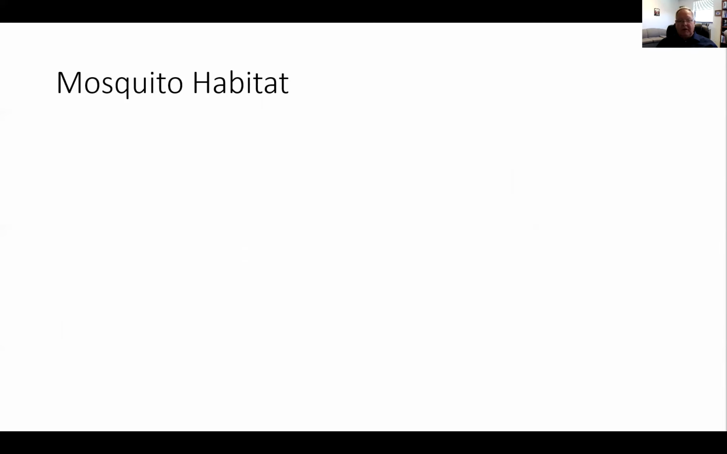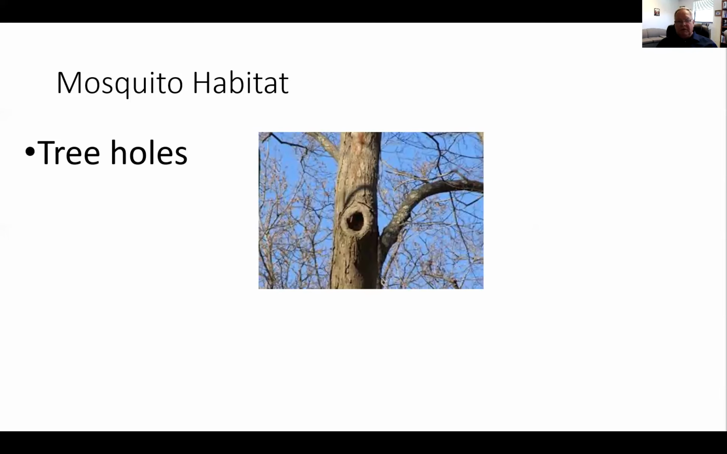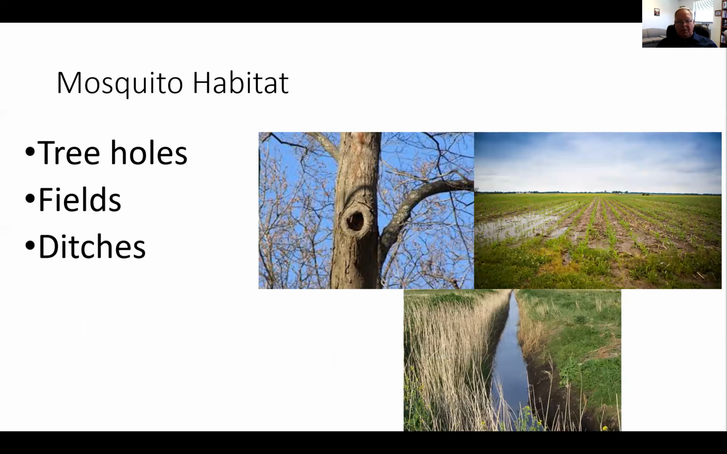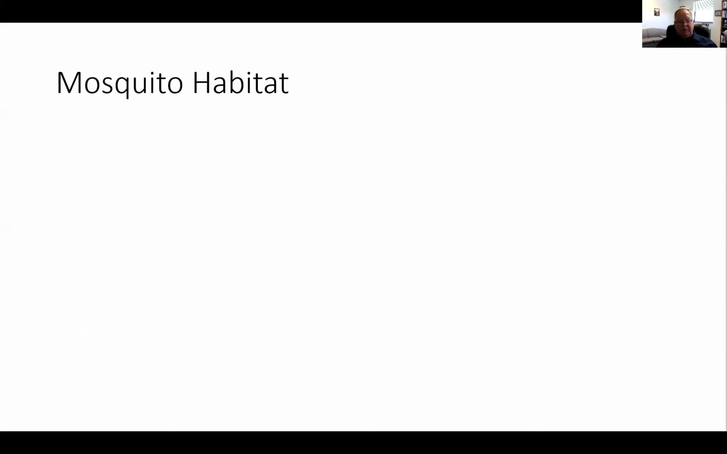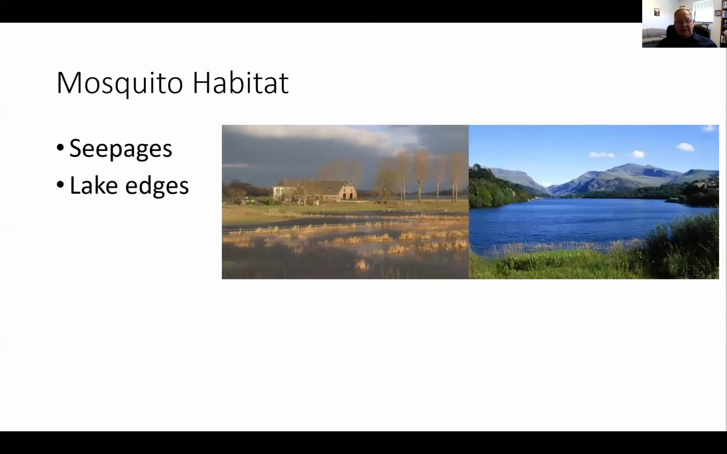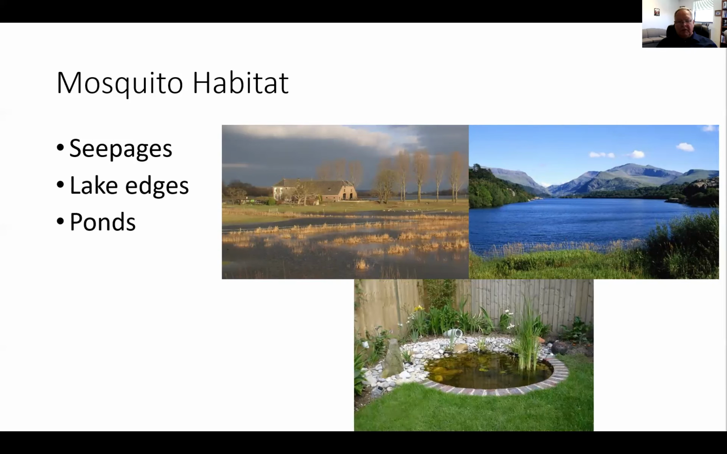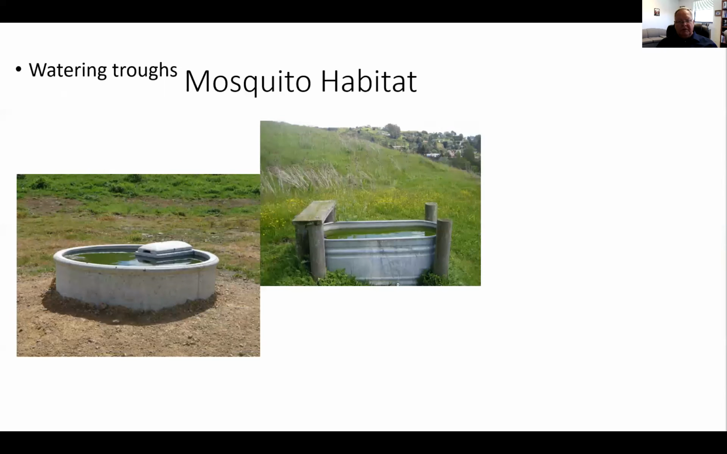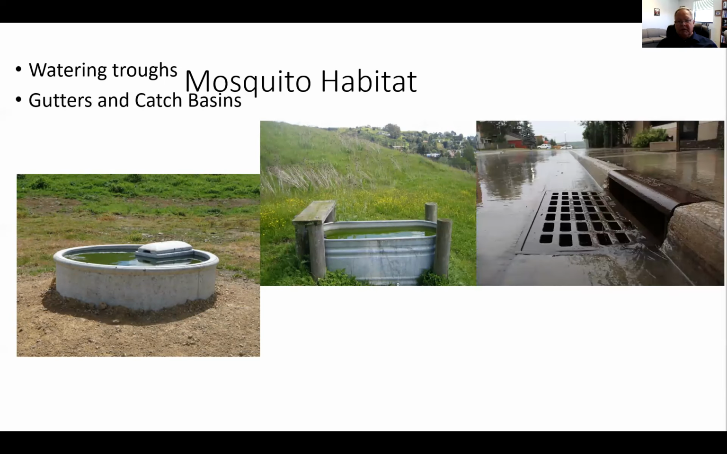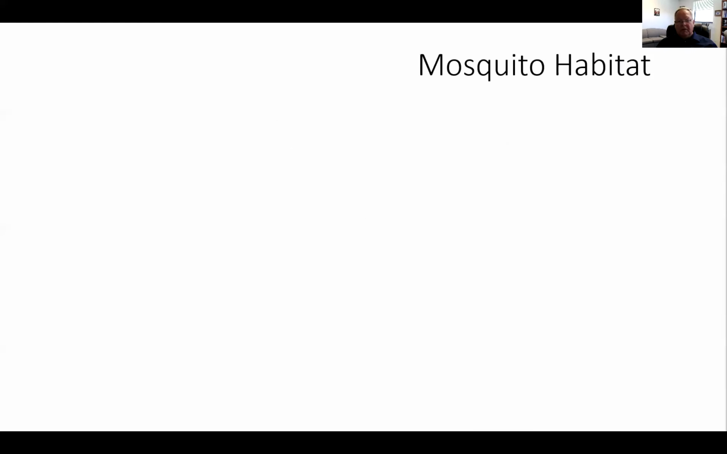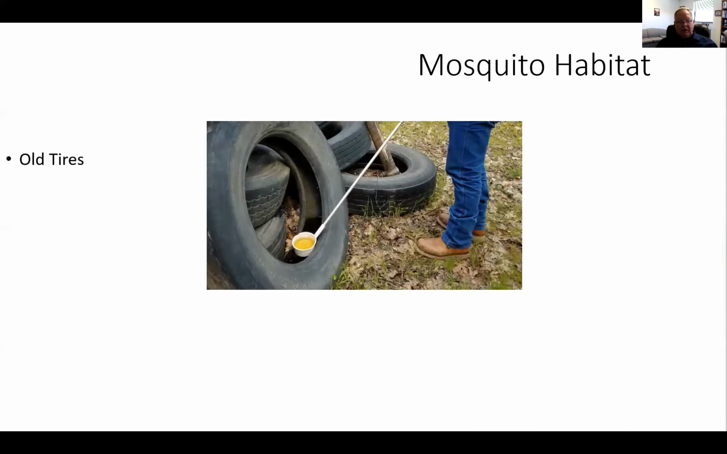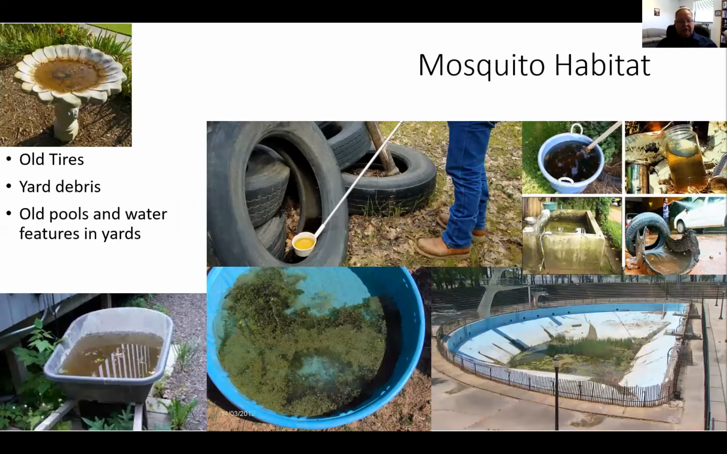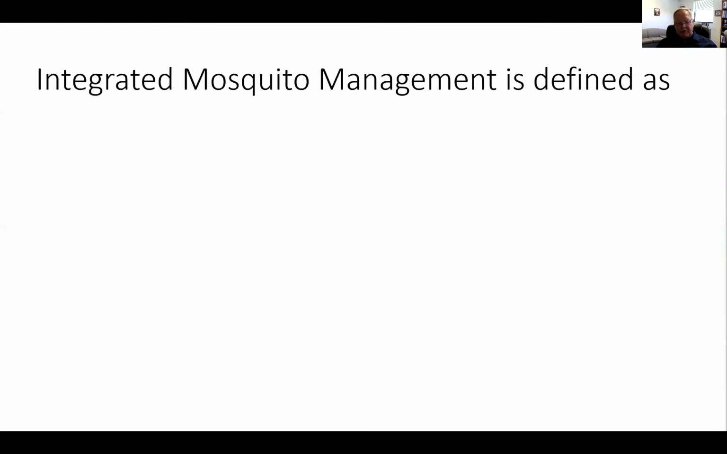Talk a little bit about mosquito habitat. These are places we can find mosquitoes: in tree holes, in fields, in ditches, in seepages, in lake edges, in ponds, in watering troughs, gutters and catch basins, buckets, old tires, yard debris, old pools and water features in yards that have been left unattended. Okay, all of those places are habitats for mosquitoes and where they can be found.